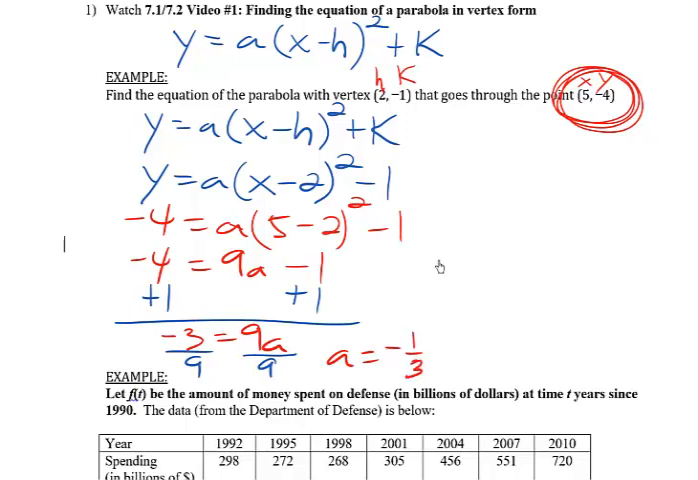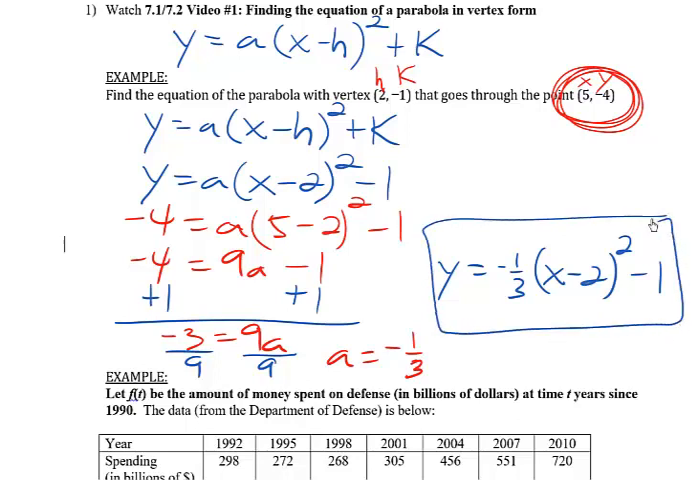All that's left is for me to fill in my pieces. We've got a is -1/3. We already knew the vertex was (2, -1). Don't forget the squared there. That's what makes this quadratic. Here then is my final answer to this problem. This is the equation of the parabola that is being described. This process can be used anytime you are given the vertex and one other point. Later in the chapter, we'll talk about how we can deal with a situation where we're not given the vertex.